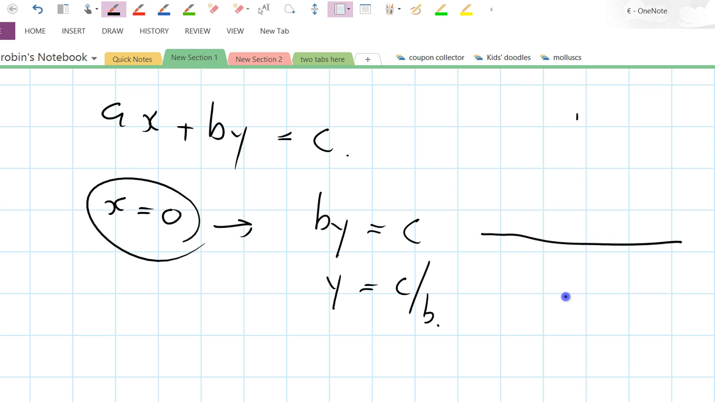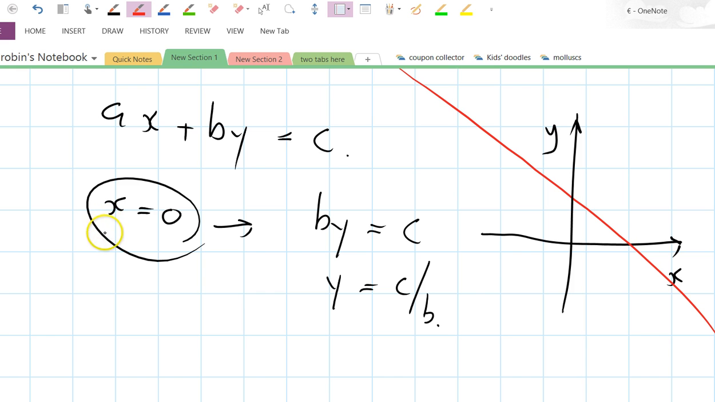So if I draw my x-axis and my y-axis here, and my straight line, which is going to look like that, remember we're doing the x equals 0 calculation, which corresponds to where it crosses this axis here, and that point there is the intercept, which is c over b, which is there. And of course the other intercept is here.